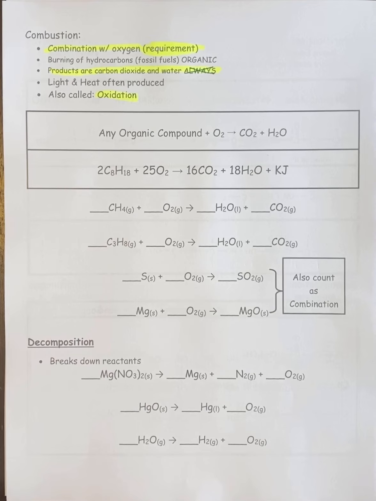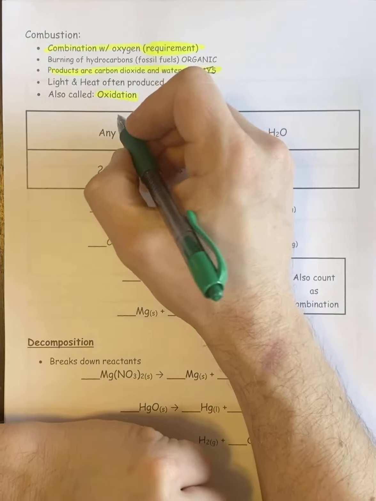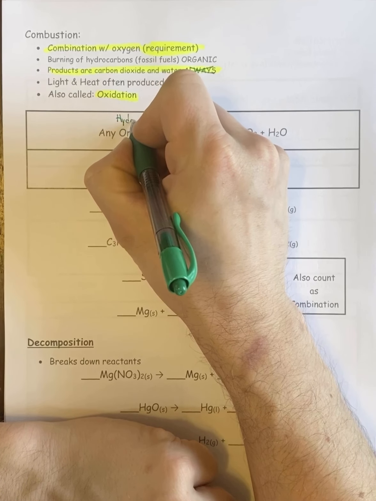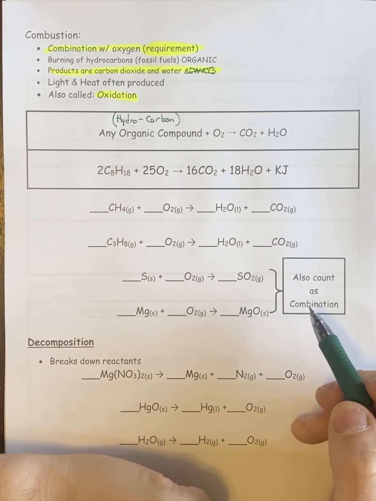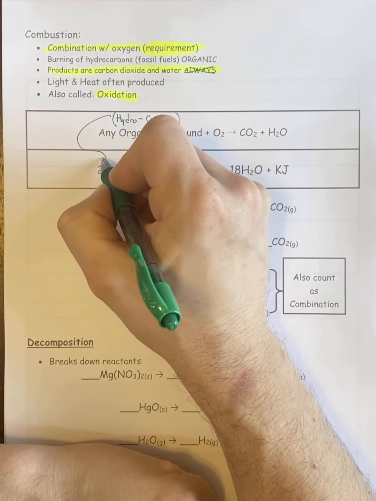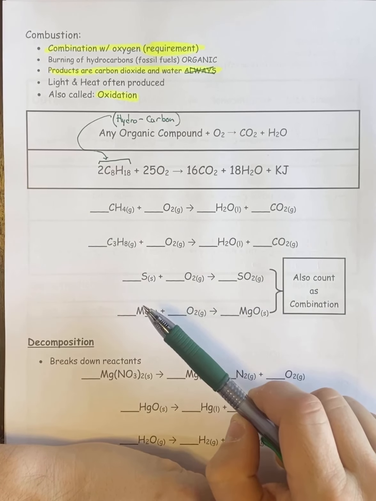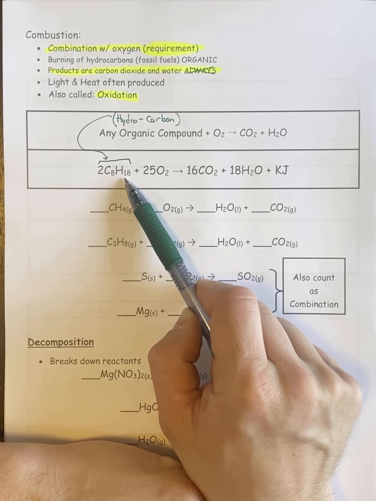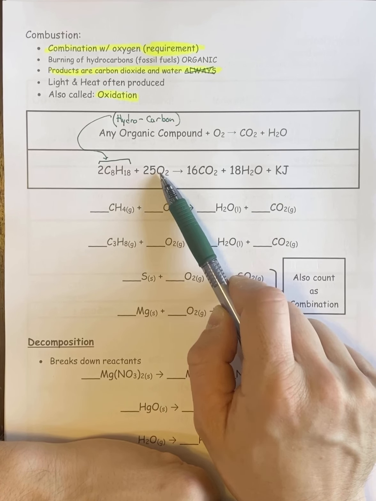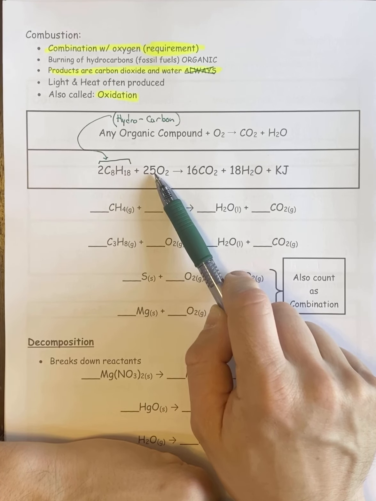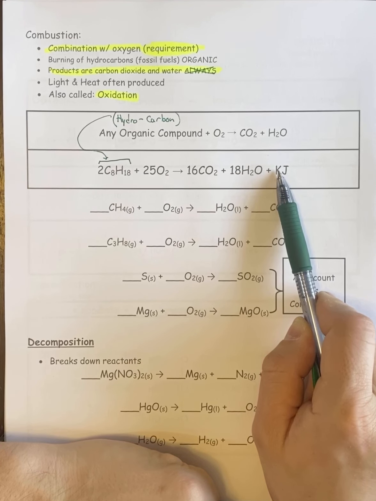So combustion for organic compounds is simple. You take any organic compound, so this is typically a hydrocarbon, okay? This is your hydrocarbon right here. Don't worry about the 2 in front, that's balancing. But it's C8H18. You add oxygen. Again, I'm not worried about the 25 in front, that's a balancing issue. So you take a hydrocarbon, you add oxygen, and look what you get: CO2, H2O, and energy. So that's organic combustion.